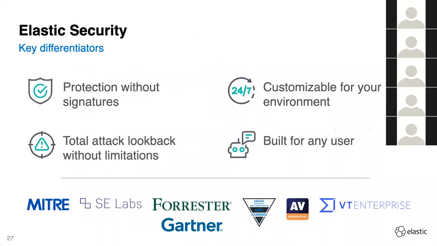The key differentiator: the protection is not based on signatures. It's not like the traditional antivirus, which has a database of signatures, and when you have malware, it checks the signature or the hash to see if it exists, and then you can generate an alert. So for Elastic Endpoint, it's not based on signatures.